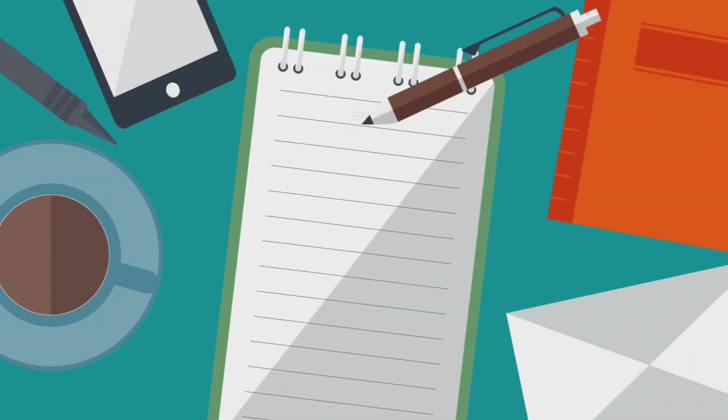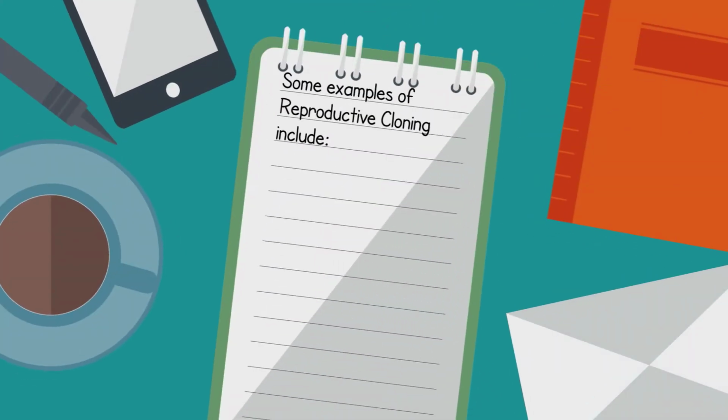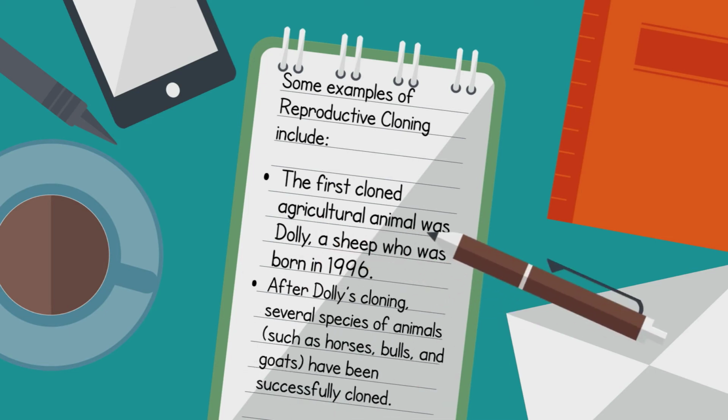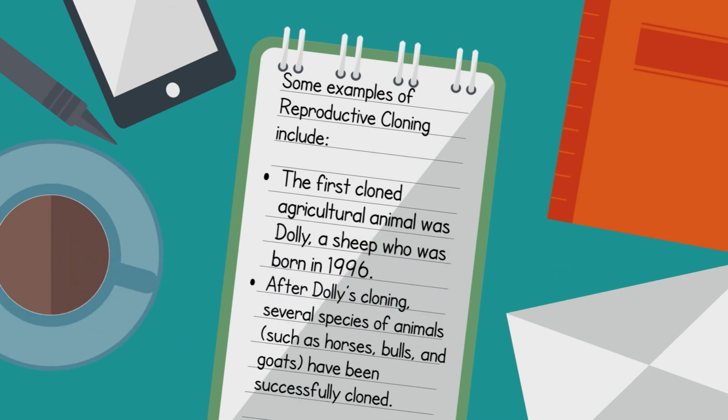Some examples of reproductive cloning include the first cloned agricultural animal, Dolly, a sheep who was born in 1996. After Dolly's cloning, several species of animals such as horses, bulls, and goats have been successfully cloned.